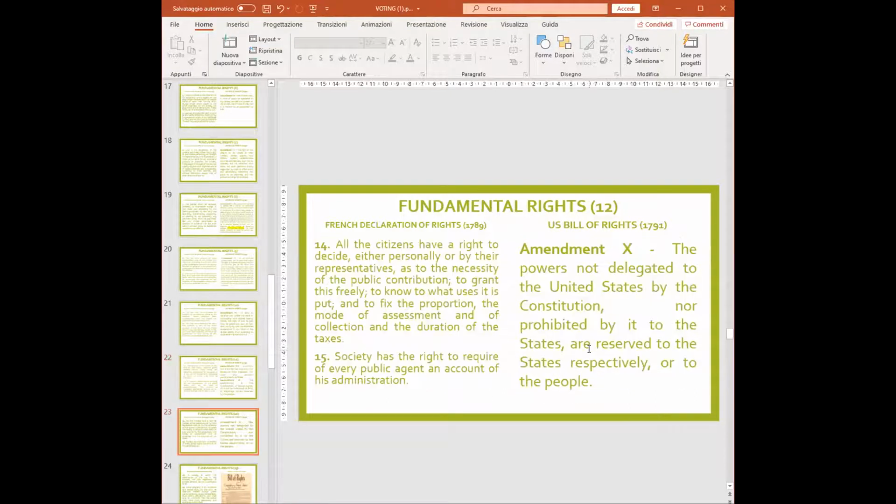And this is even more important: the 10th Amendment says the powers not delegated to the United States, the United States meaning the federal system of the United States by the Constitution, nor prohibited by it to the states, are reserved to the states respectively or to the people.